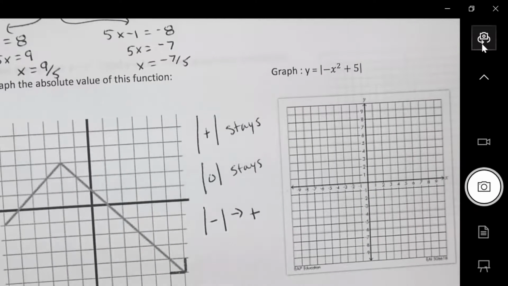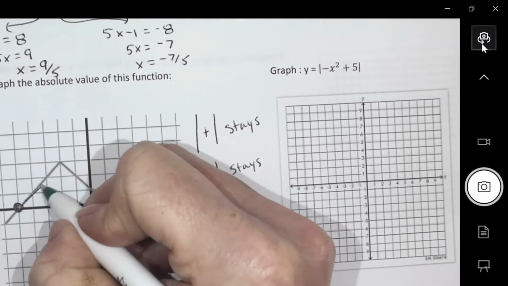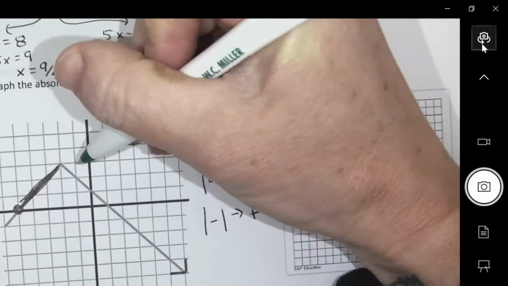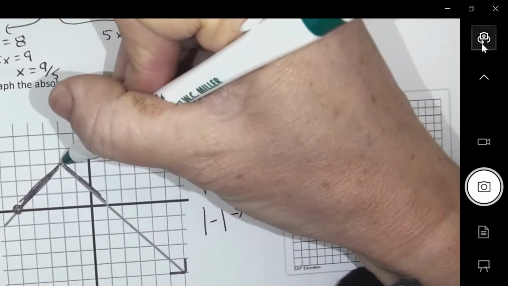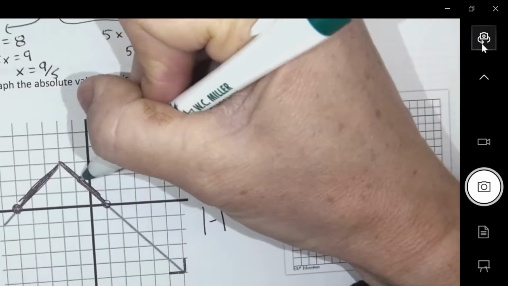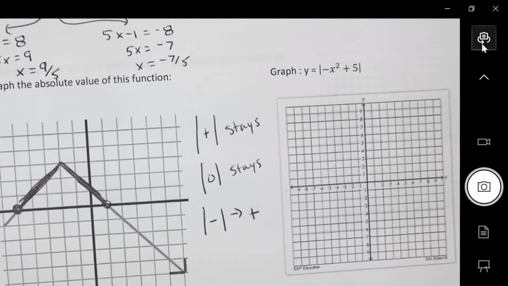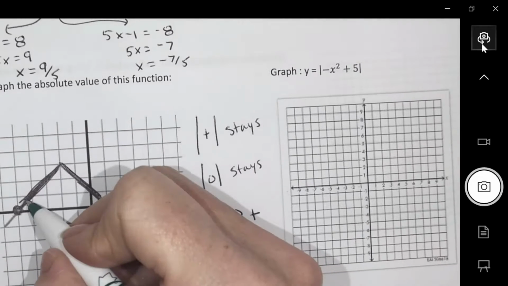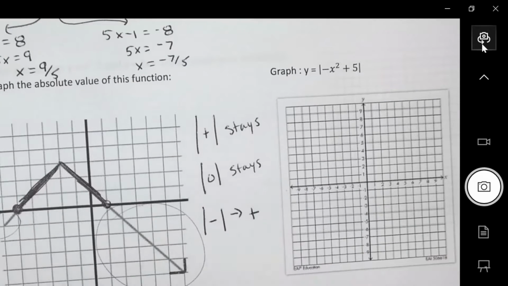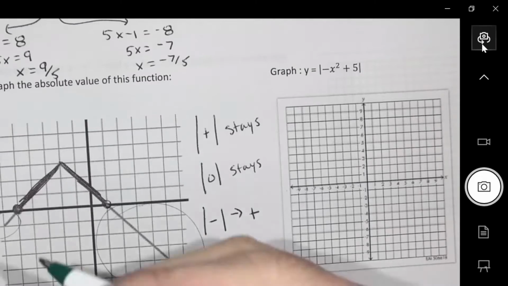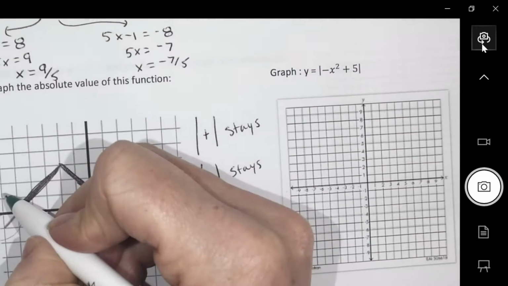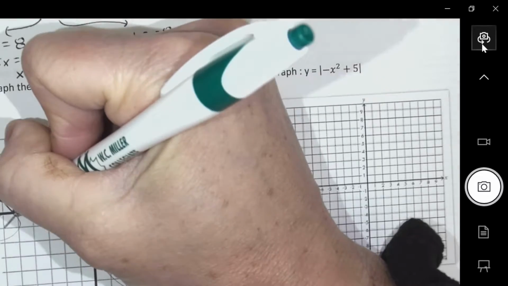So if it's positive or 0, you have to show me an overlap. It stays. Don't write nothing and assume that I think it's there. Show me overlap. And then those 2 pieces, you have to change that positively. So for instance, this was negative 1, now it's positive 1.